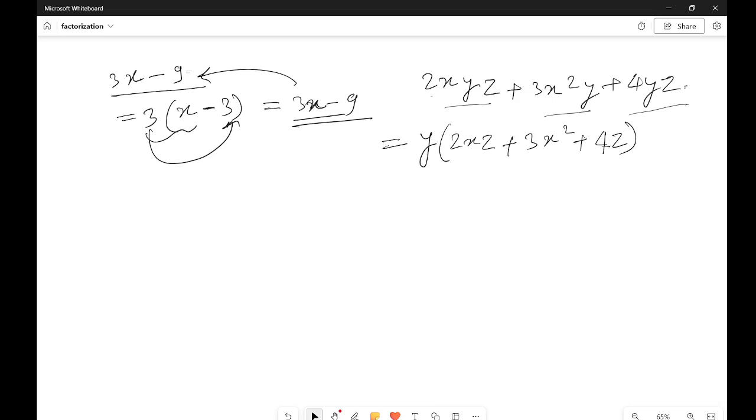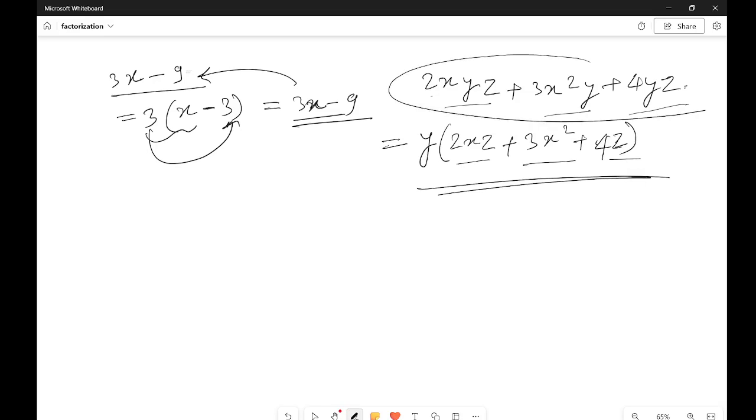Let's see, do you have anything again common between these three expressions? 2, 3, 4. Of course, there is no constant common factor which can be taken out, and then you see the variable part: xz, x square and z, right? So there is no common when it comes to the variable as well. So this will be my final answer as a factorization of this expression.